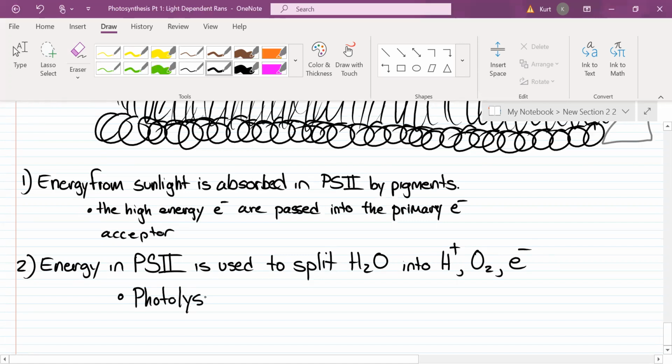This is the third time this year you guys have heard that suffix lysis. You've heard of hydrolysis. You use water to split something. You've heard of glycolysis, which is splitting of sugar. Now you have photolysis, which is the using of sunlight to split water into the following. You have two molecules of water being split into four hydrogen ions, one oxygen molecule, and four electrons.